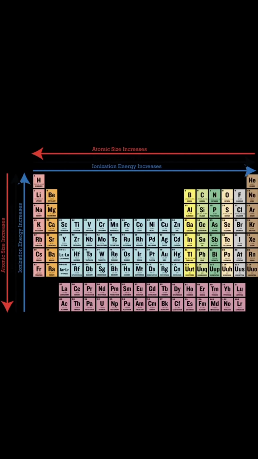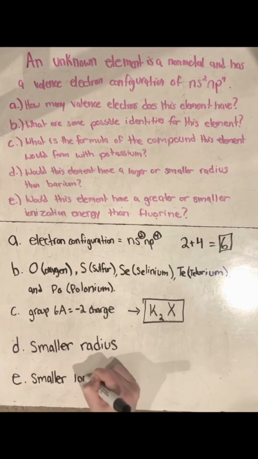This element would have a smaller ionization energy than fluorine because ionization energy and atomic radius are inversely related, so as one increases, the other decreases, and vice versa. Fluorine would have a smaller radius than this element, which means that its ionization energy would be greater than that of the element.